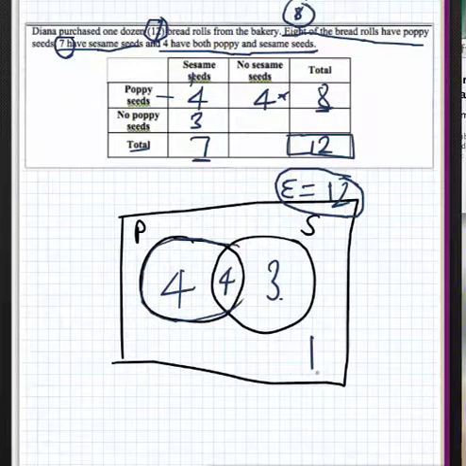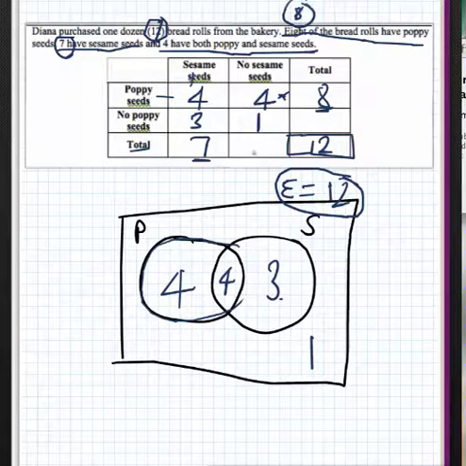And this one here is telling us that one of those rows is actually plain. It hasn't got sesame seeds or poppy seeds. So in a two-way table, that one will fit in here. No sesame seeds and no poppy seeds. You can see how easy it is to read the two-way table.